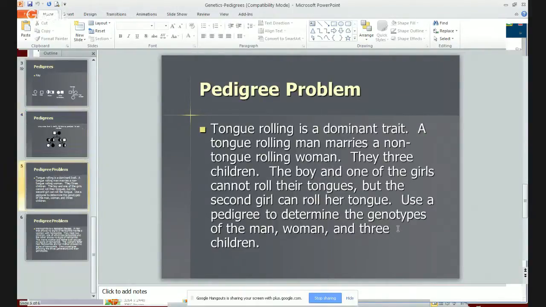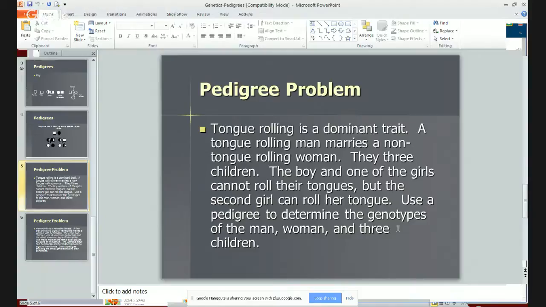Okay, tongue rolling. We're going to use the letter T, dominant trait. So now we're going to track this. A tongue rolling man. So we're going to draw him as a square. We know he can roll his tongue. So we know he has at least 1 big T. We have no idea if he is heterozygous or homozygous dominant. It's going to depend on his kids.